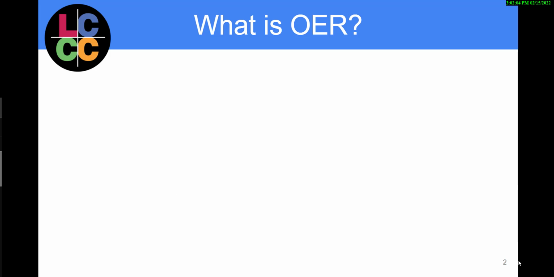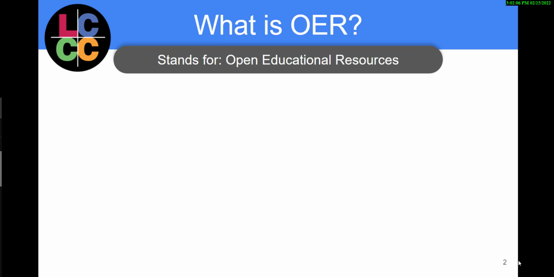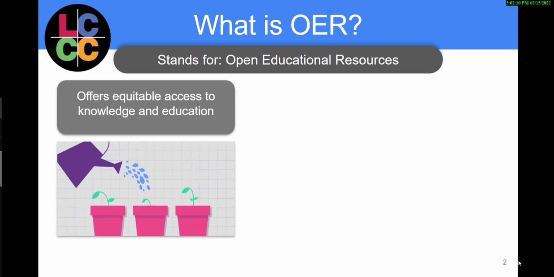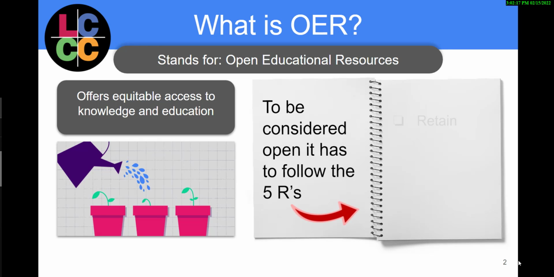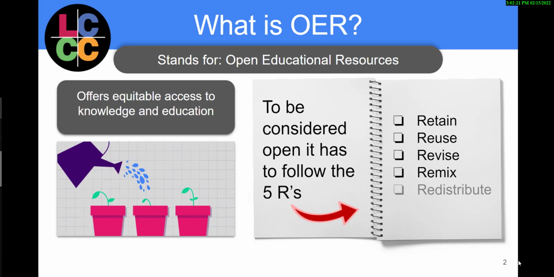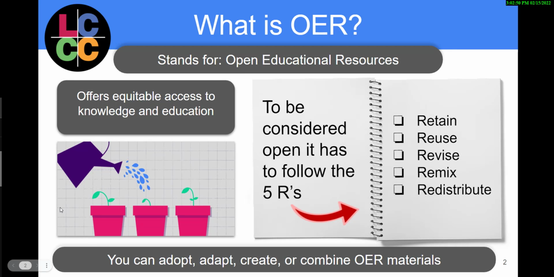What is OER? OER stands for Open Educational Resources. These resources offer equitable access to knowledge and education. To be considered open, it has to follow the 5 R's: retain, reuse, revise, remix, and redistribute. You can adopt, adapt, create, or combine OER materials.